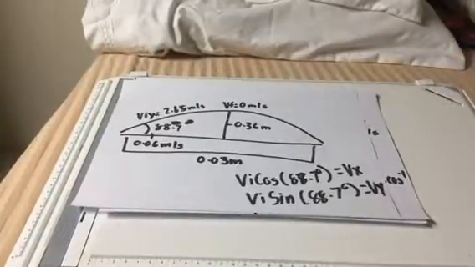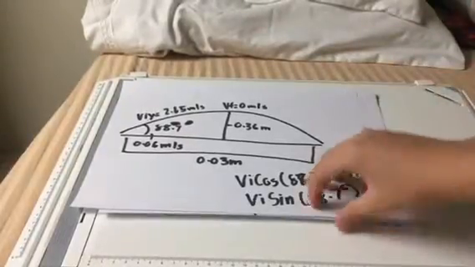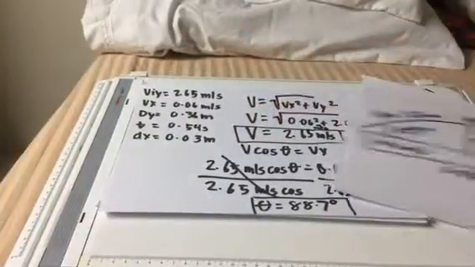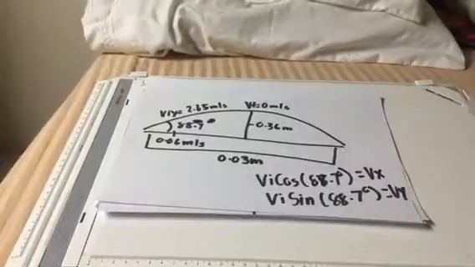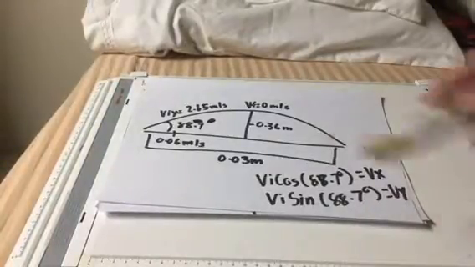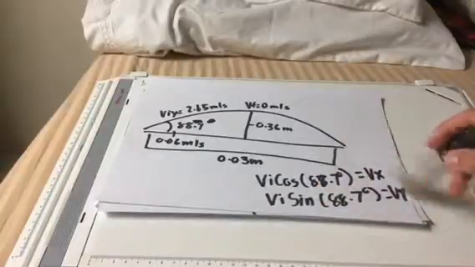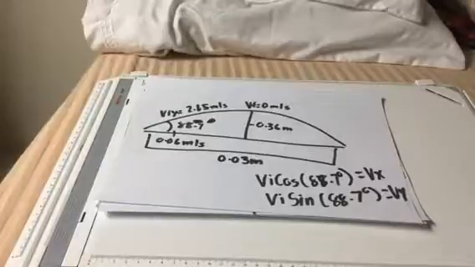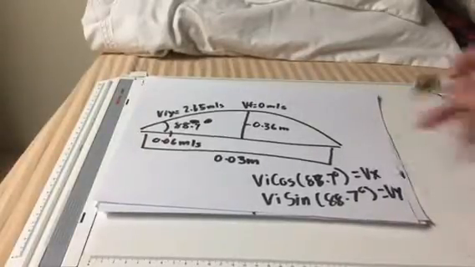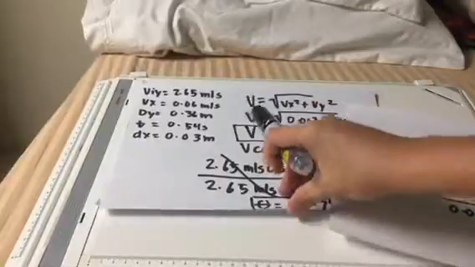This method may be used either to solve for them or to check if your angle's right. When solving for the angle, as I did, how I knew that we were correct was after getting all of that and putting it here, I used this formula. If you do it with your calculator right now, 2.65 multiplied by cos 88.7 degrees, or 2.65 multiplied by sin 88.7 degrees, you're going to get the same Vx and Vy that we got up here using this formula in the back.